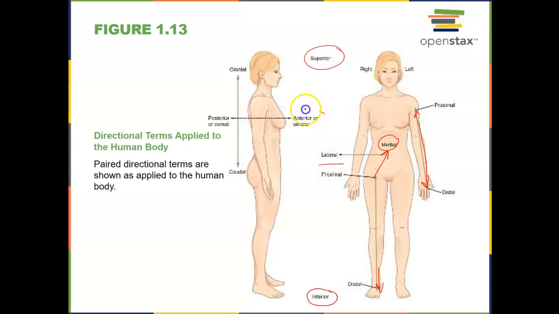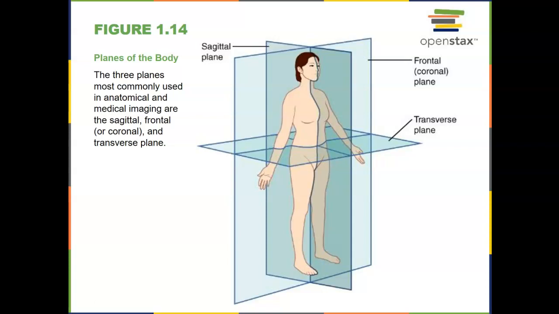The front is anterior. It can also be called ventral. We are going to be using anterior as our definition. And the back is posterior. Cranial is for the head. Caudal is down near the base of the spinal cord. So all of these terms are used to identify positions of the human body.